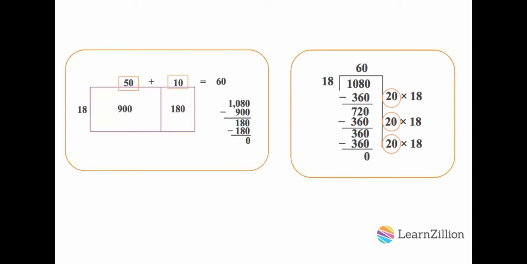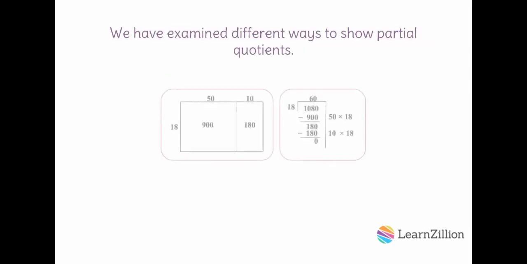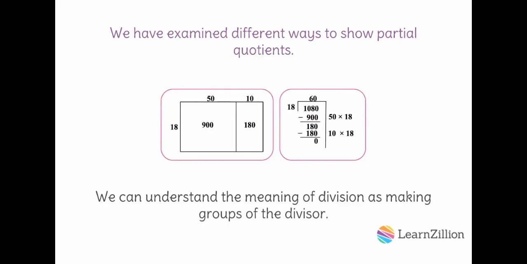In both examples, we measured out groups of the divisor to determine our quotient. We have examined different ways to show partial quotients. We can understand the meaning of division as making groups of the divisor.